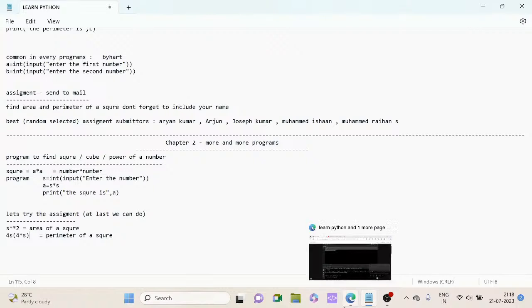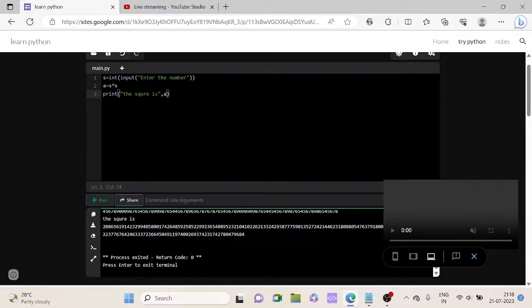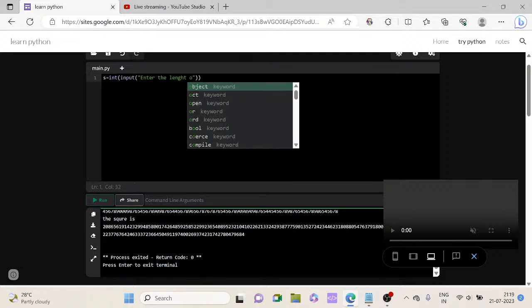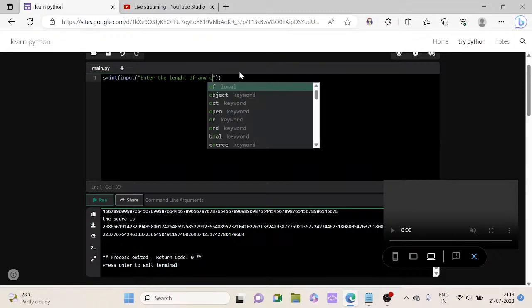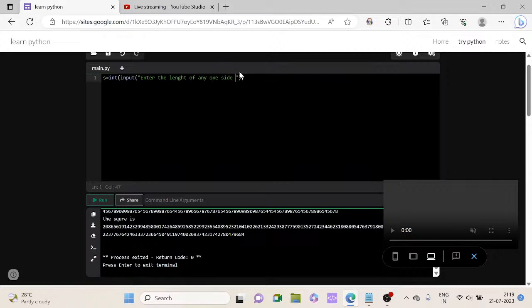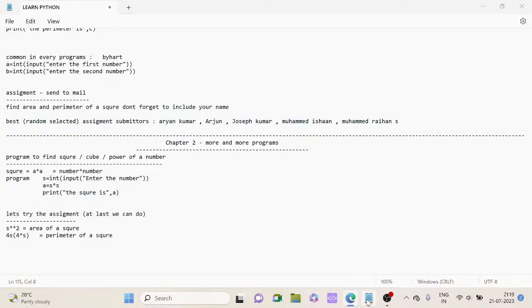Both programs have common lines. First thing, it's a side. So the first line is the same: enter the length of any one side. If you can't follow till now, it's because at every moment we are going to new steps, new procedures. We do not need the second line also, so we will avoid that there.